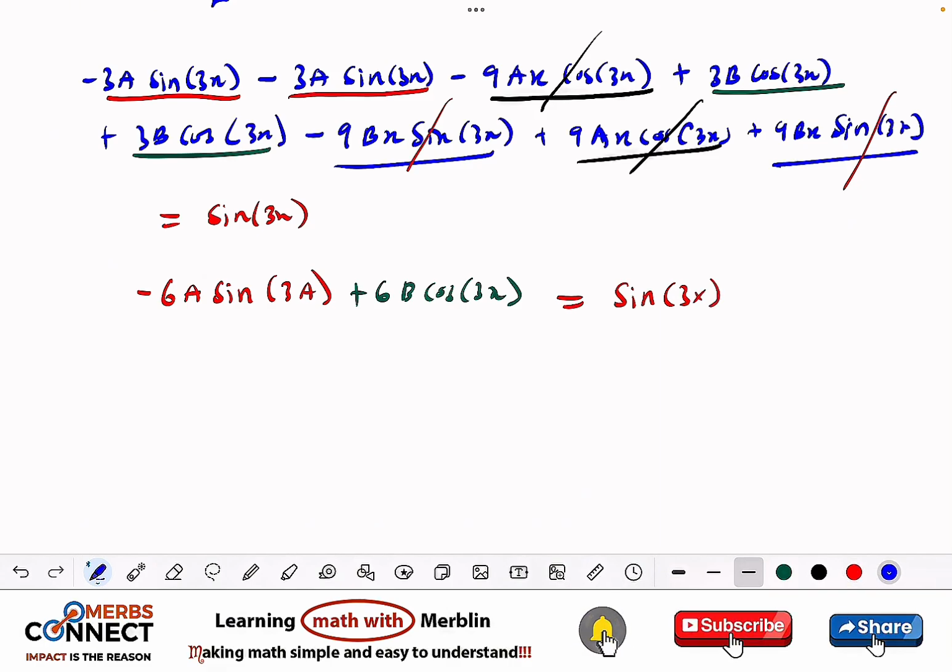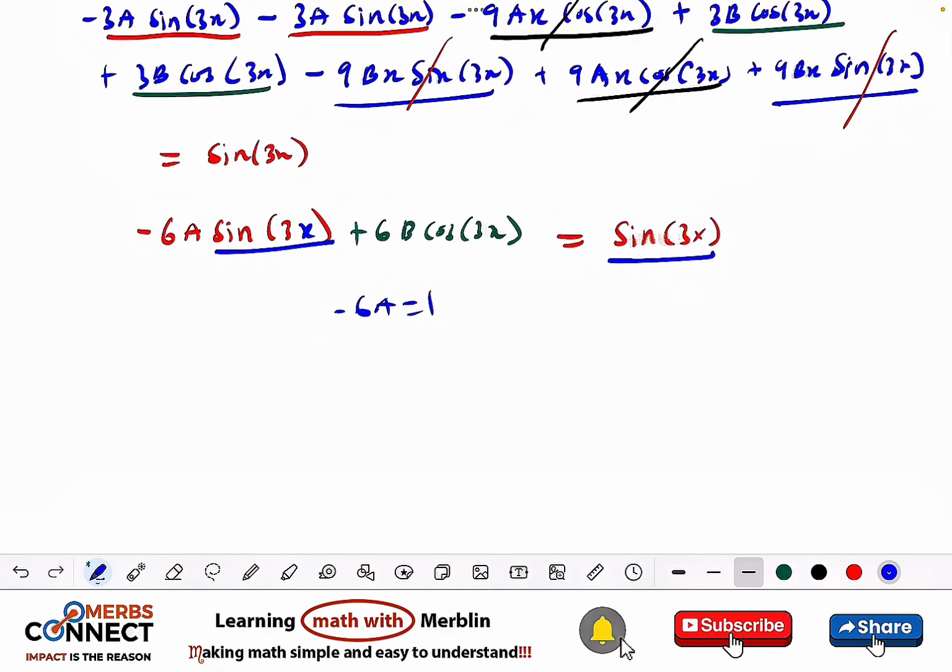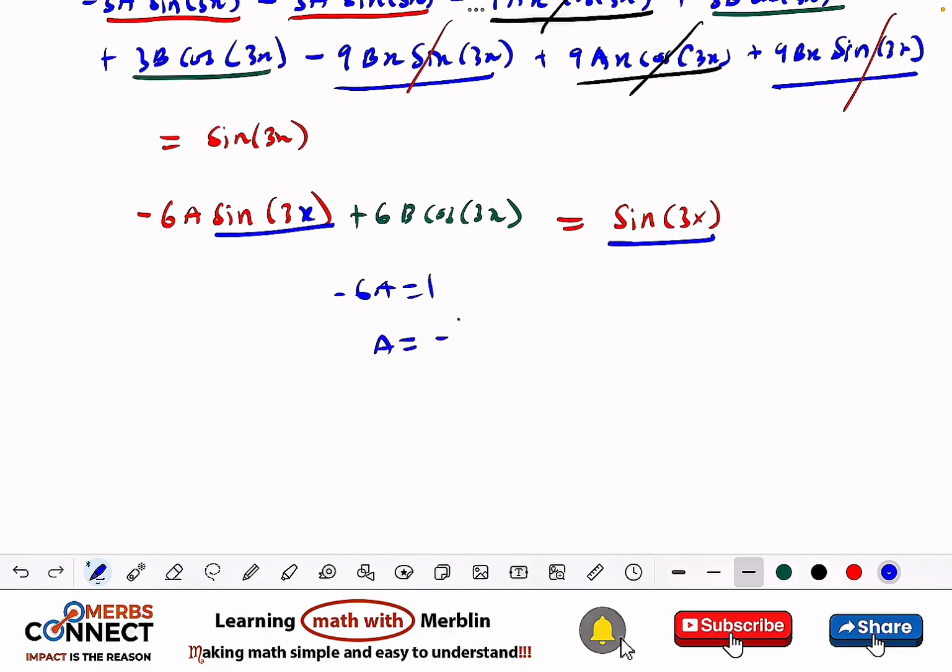And this one should be equal to sine 3x. So let's compare. We have sine here, and then we have sine here. So the coefficient of this is 1 and the coefficient of this is this. So this is minus 6a is equal to 1, and a will be equal to minus 1 over 6. And then we don't have cos on the other side, so 6b will be equal to 0 and b will be 0.